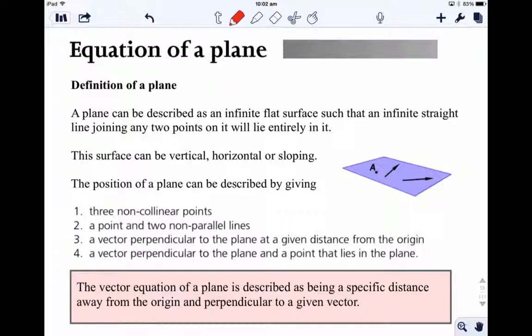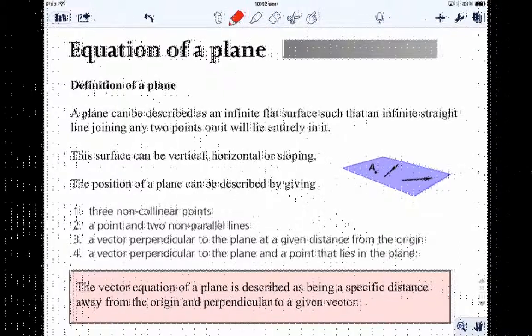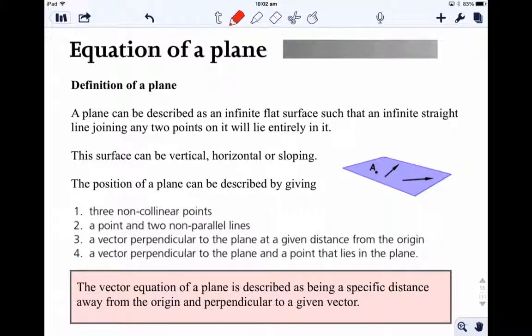So first of all, we've got here the ways that a plane can be given. If we have 3 points that are non-collinear, that will describe a plane. If we have a point in the plane and 2 non-parallel lines, that would define a unique plane. If we have a vector perpendicular to the plane a given distance from the origin, or a vector perpendicular to the plane and a point that lies in the plane, all of those 4 different things we can use to find the equation of a plane.